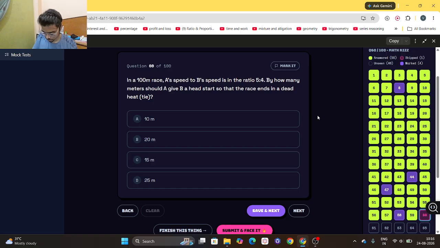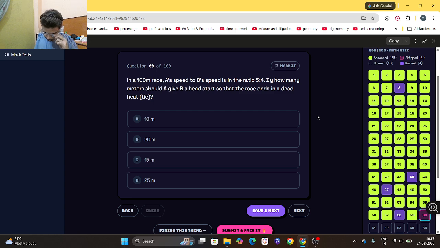Distance 100 meters. Speed is 5 meters per second. Time will be 20 seconds. Distance 100 meters. Speed is 4 meters per second. Time will be 25 seconds. So A reaches 5 seconds early. And how much distance is B covering in 5 seconds?